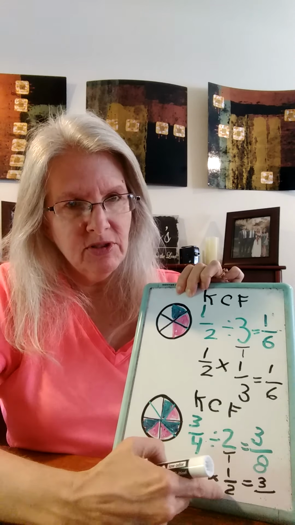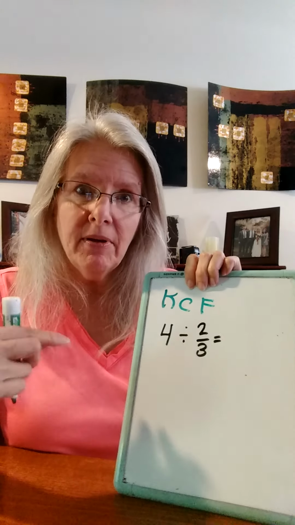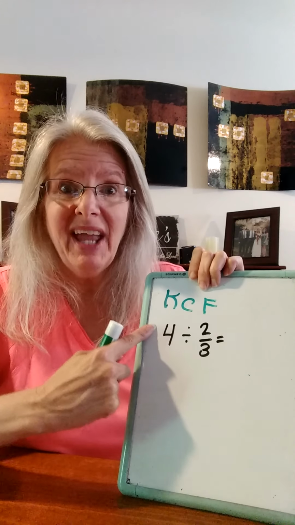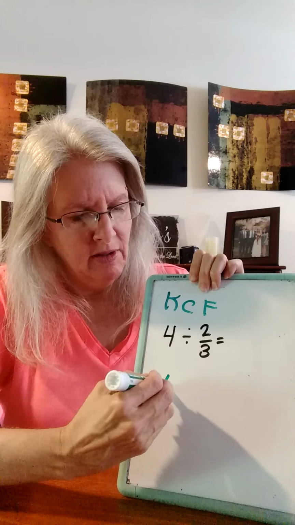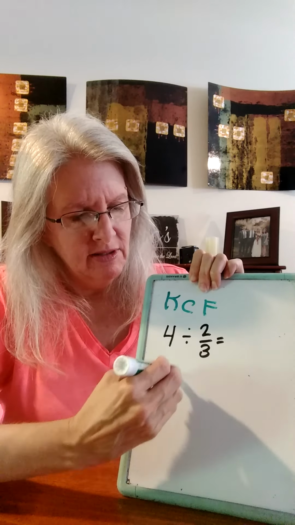Now that you see that using the keep, change, flip method works, I want to practice some without drawing pictures, just using that method. So we're going to try this problem. 4 divided by 2/3. Now remember, the rule is keep, change, flip. We always keep the first number. My first number is 4. We have to keep the first number. So this time we're going to keep 4, change the sign, and flip the last number.